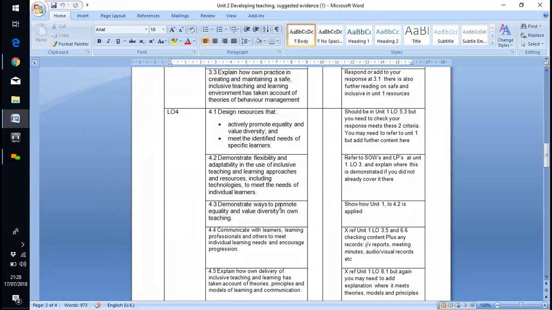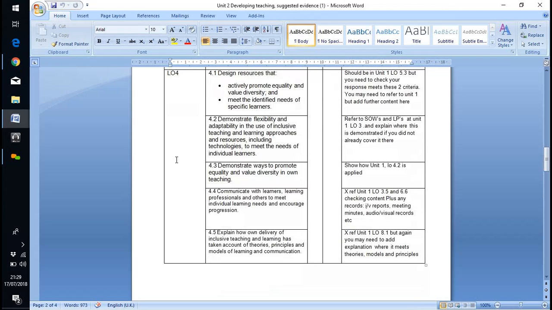LO4, again, should be in Unit 1, 5.3, but you need to check your response meets the two criteria: actively promotes equality, value and diversity, and meets identified needs of specific learners. Do you remember, you've got no problem with this, but when I first said select two learners on Unit 1, I said make sure one's got a learning issue. Mine both have. This is coming straight back to that, exactly. You may need to refer to Unit 1, but add further content here, referring to scheme notes and lesson plans, if you've not already covered it. And this 2.2 would basically be the differentiation, wouldn't it? Exactly. Yeah, that's it.